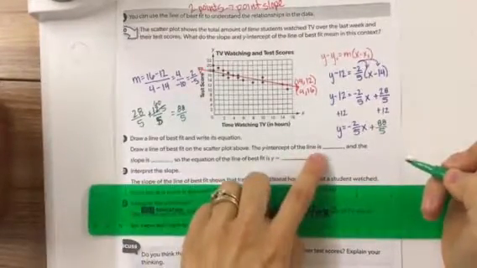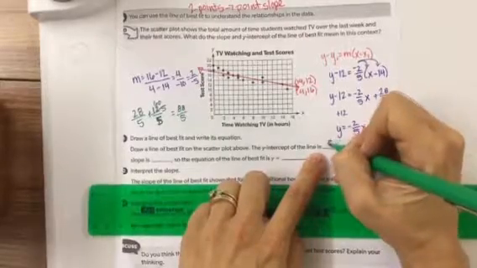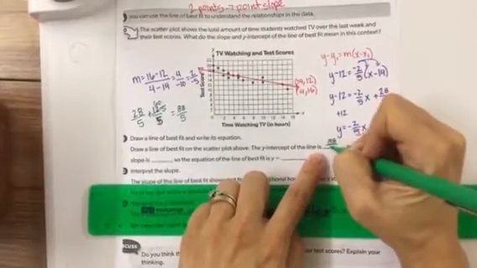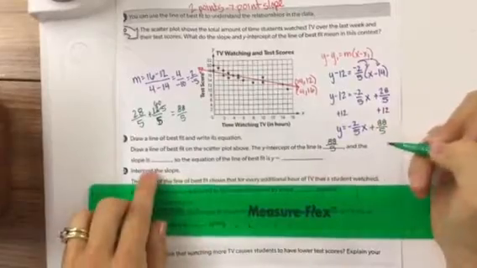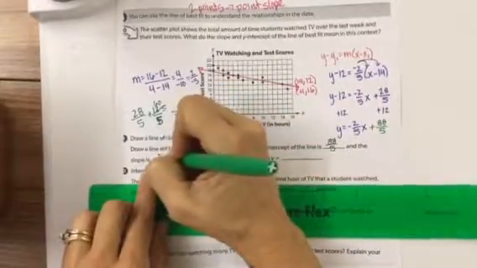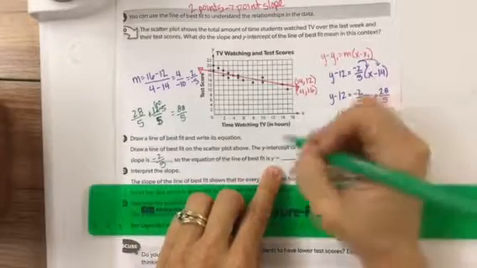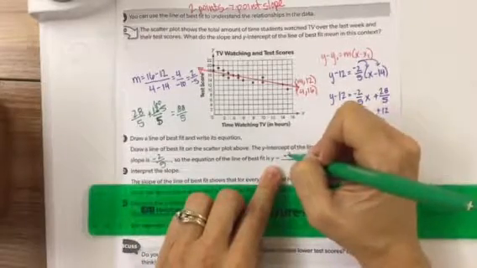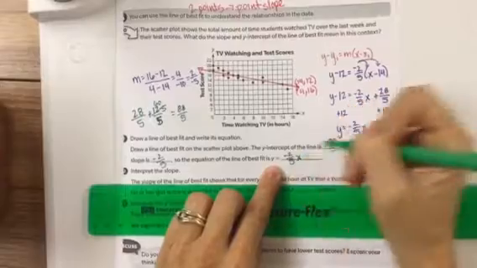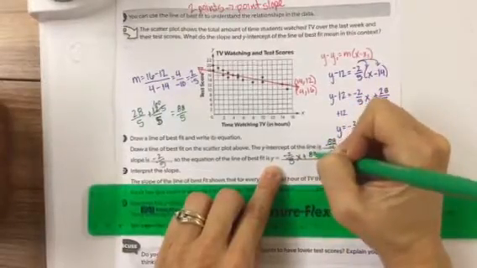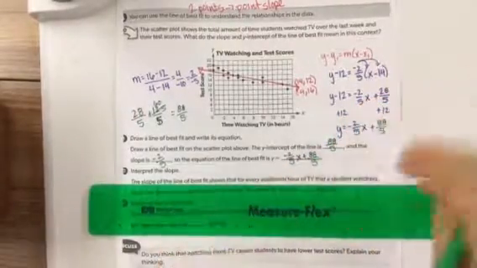So the y-intercept of this line is 88 over 5. And the slope is negative 2/5. That means our line of best fit is y equals negative 2/5 x plus 88 over 5.